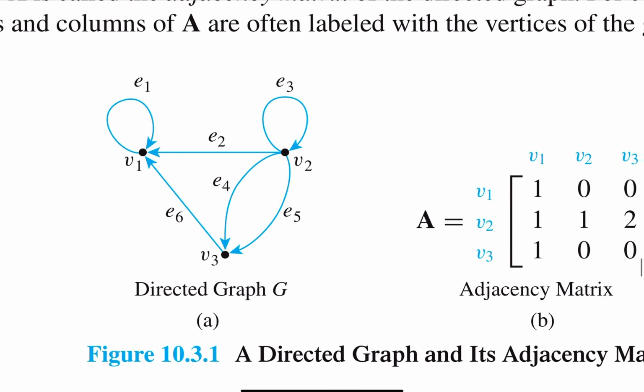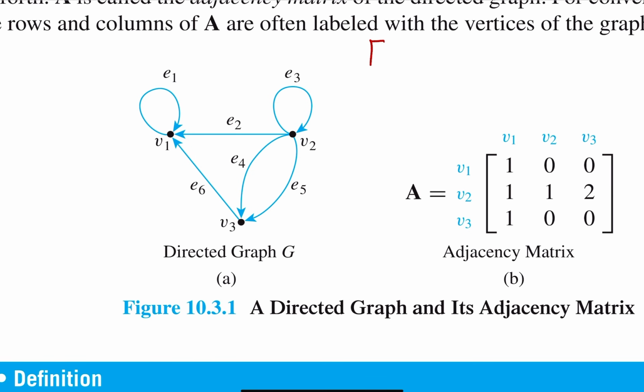Let's check here. I advise you to do that all the time. If not, you may miss some numbers. You have 1, 2, 3 vertices. If you have 1, 2, 3 vertices, you don't care about the edges. Just care about the vertices. So you have 3 of them. It's a 3 by 3 matrix, okay? Why? Because you have 3 vertices.